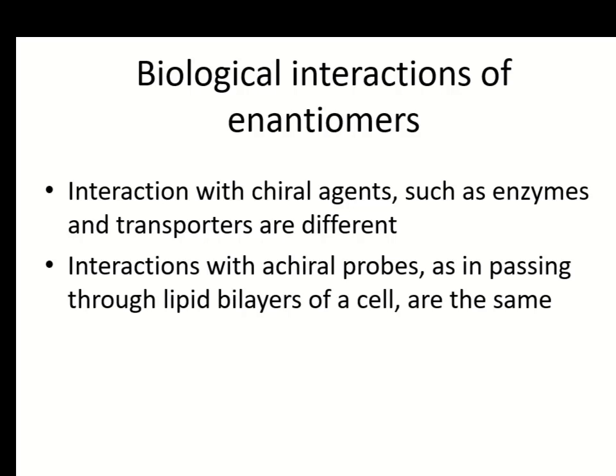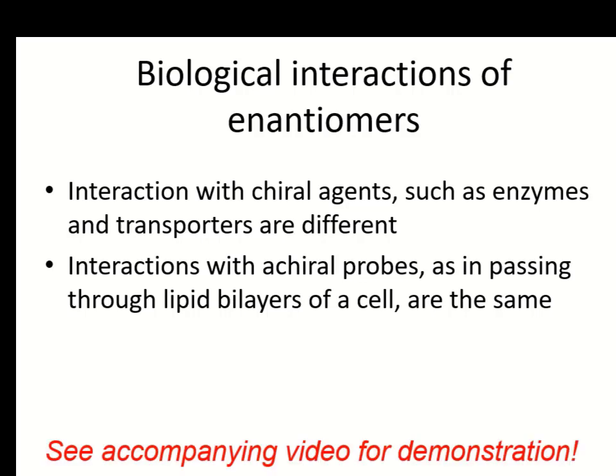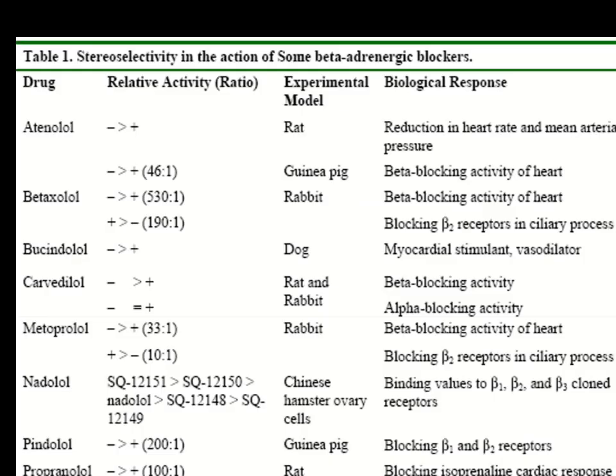Now, interaction with achiral probes, that is like a hand interacting with one of these either-or kind of gloves, the ambidextrous glove, it won't matter. So if you have an R and an S enantiomer going through a lipid bilayer, they both get through equally well. Now, here's an example of the difference in activity of some beta-adrenergic blocking agents.